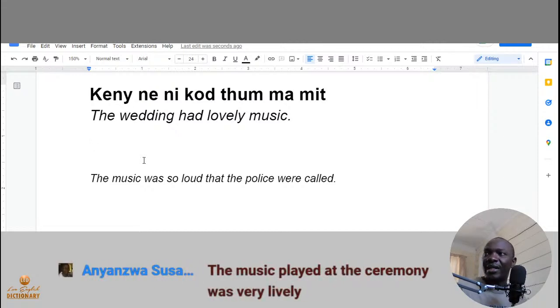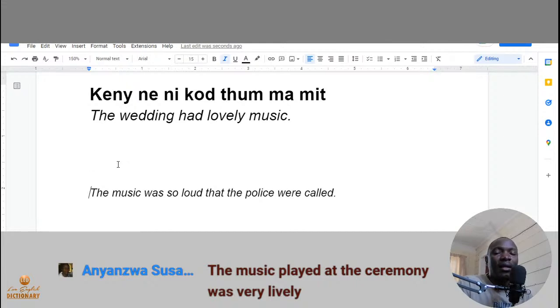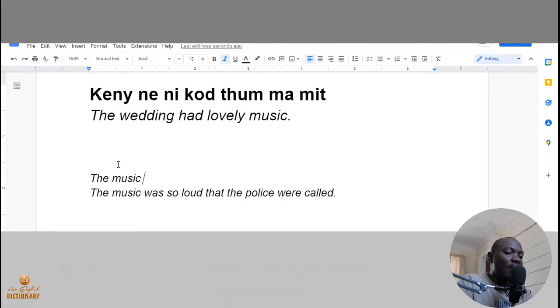Yeah, that is the one I'm taking, the one that Anyanza Susan has given. The music played at the ceremony was very lively. That's the one I'm taking. I'll put this one of mine later. So let me write that one. The music played at the ceremony was very lively.